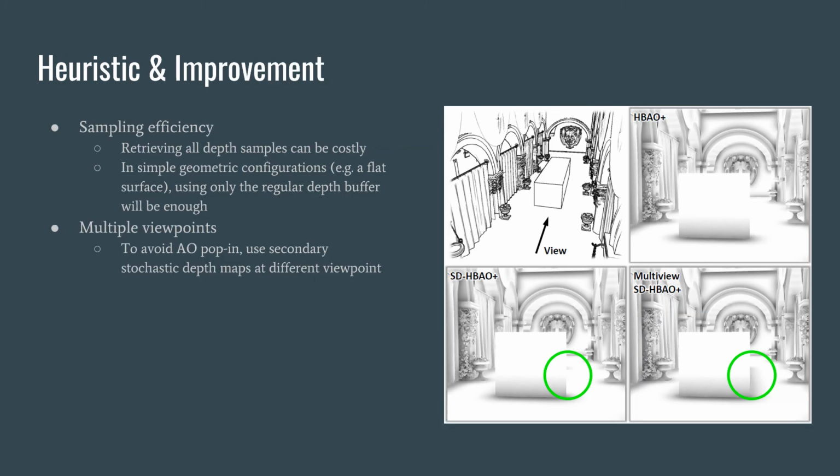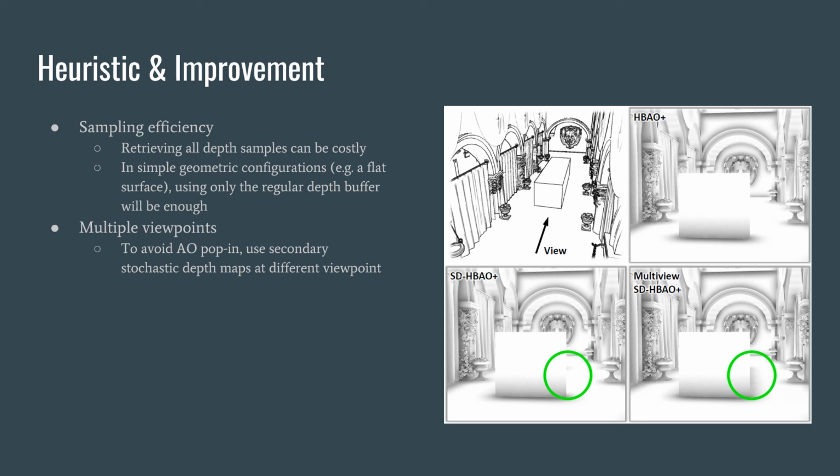Aside from the basic idea, here are some heuristics and improvements applied. The first one is for sampling efficiency. Suppose that we have a simple geometry such as a flat surface with only one layer. Then using the simple HBAO or using only the regular depth buffer will be enough. In this paper, such a condition is checked to decide whether it is required to retrieve multiple depth samples or not. This is important because multiple sampling is basically more expensive and therefore won't always be the best choice.